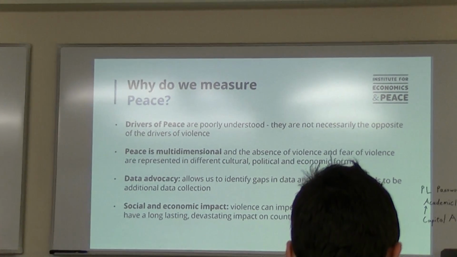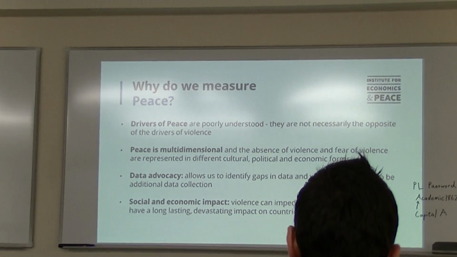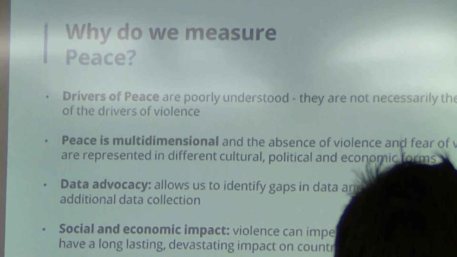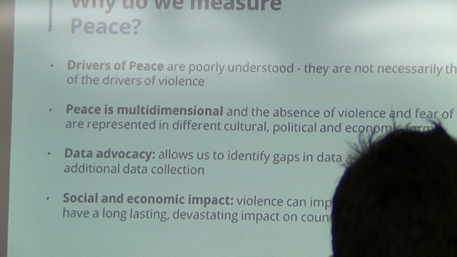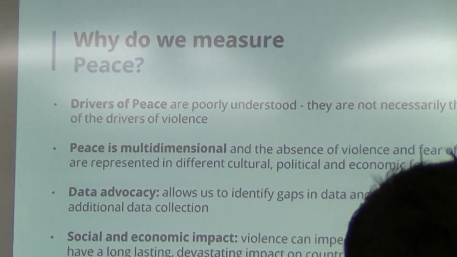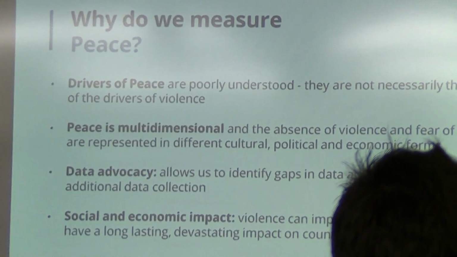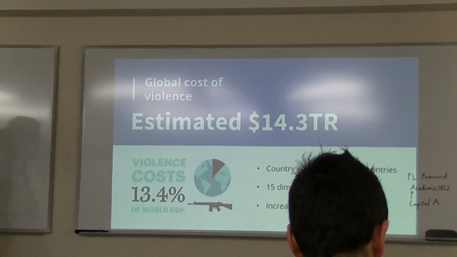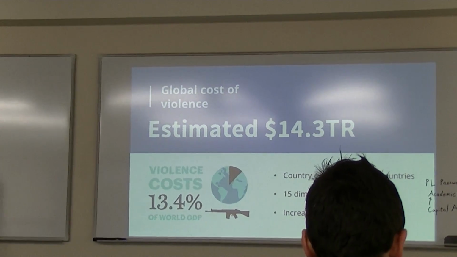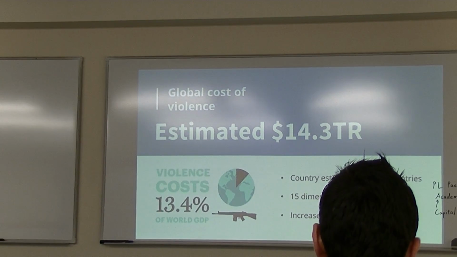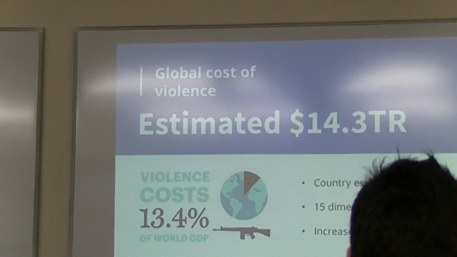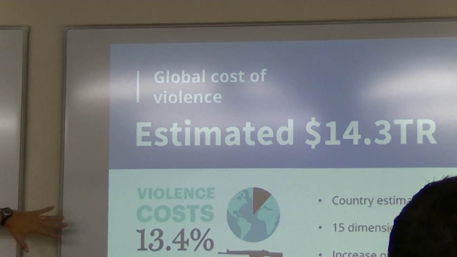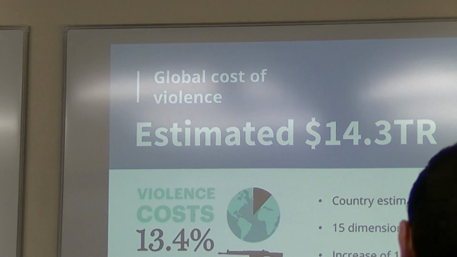And there's a huge social and economic impact of if we can measure and understand peace better. So we know that violence can impede social development and have a long-lasting, devastating impact on countries experiencing conflict. So the big one is that violence costs a lot of money, right? So the global cost of violence is about 14.3 trillion, right? Violence costs 13.4% of the world GDP.